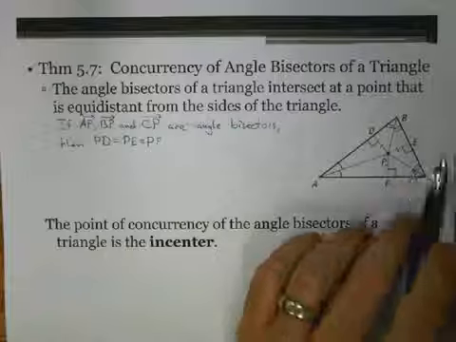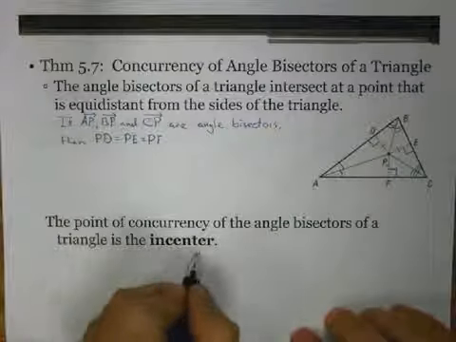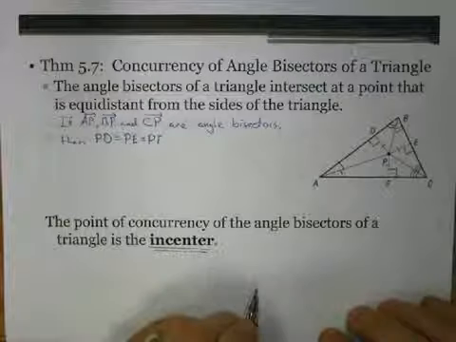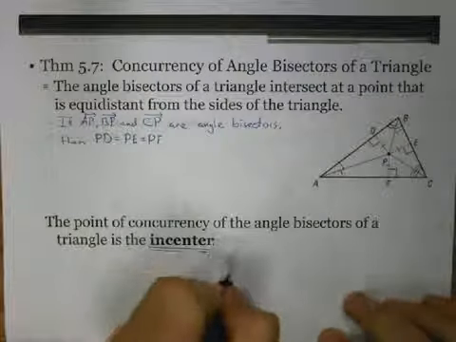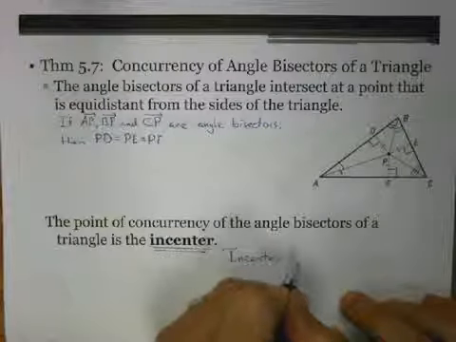So the angles meet at a point, and that point is equidistant to each side. And when we look at that distance to the side, we still look at the perpendicular because that gives us the shortest measurable distance. So all those values would be the same.